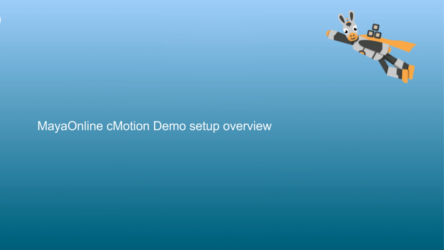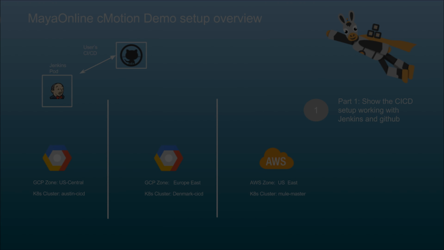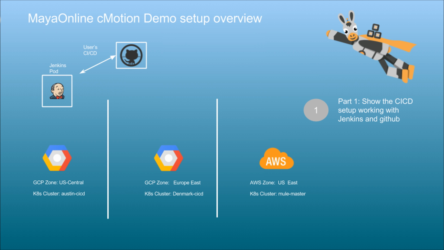Let us look at the demo setup. We have 3 Kubernetes clusters, running in 3 different geographical locations. 2 of them are in Google Cloud, and the third cluster is in AWS.